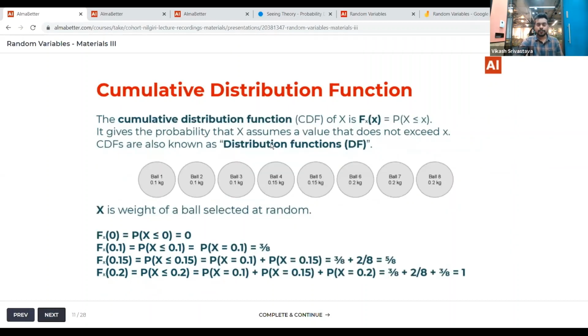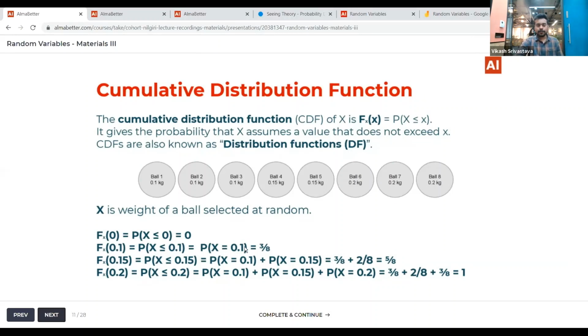So in this case we again have that same experiment. We have 8 balls, and all these balls have certain weights. Our random variable capital X is the weight of a ball selected at random. So capital F of 0 is the probability of x less than or equal to 0, and this will be equal to 0, right? F of 0.1 is the probability of capital X less than or equal to 0.1. This is 0 because there is no ball with 0 weight, right?